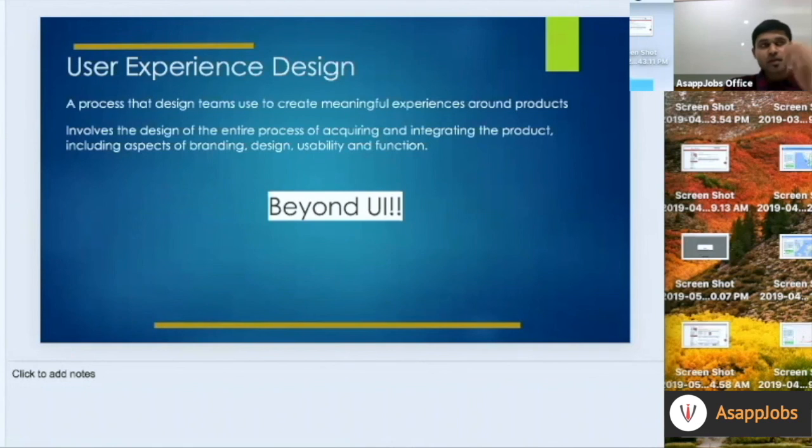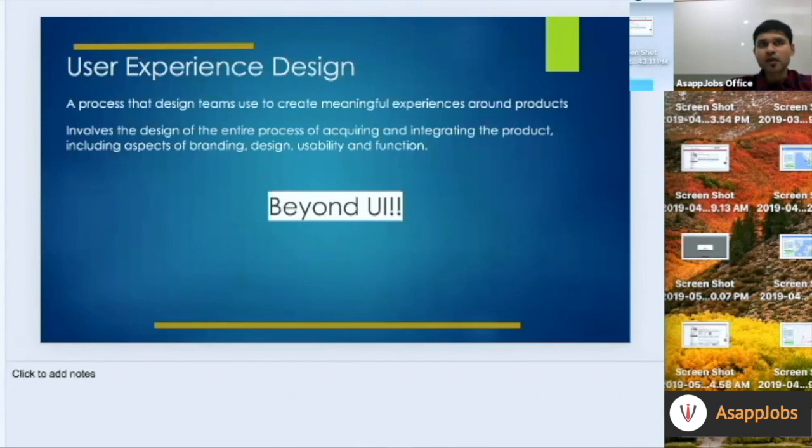So a lot of people confuse user experience design with UI, which is not true. UI is just one part of UX. UX is the entire process of acquiring the customer, activating the customer, keeping him engaged, and getting money out of the customer, which includes all the areas. It includes your product, your branding, and the value proposition that you're providing for the customer, right? And UI is just one part of the product.